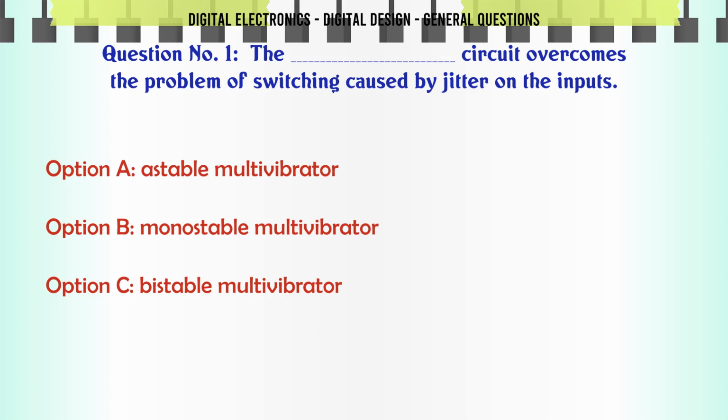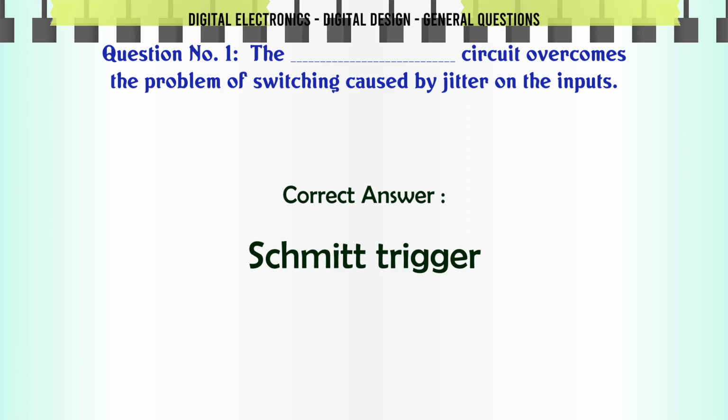The circuit overcomes the problem of switching caused by jitter on the inputs. A. Stable multivibrator. B. Monostable multivibrator. C. Bistable multivibrator. D. Schmitt trigger. The correct answer is Schmitt trigger.